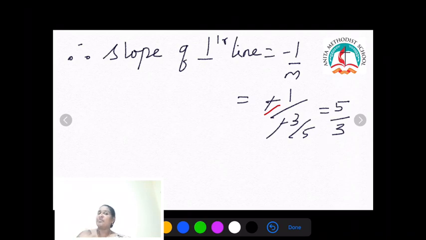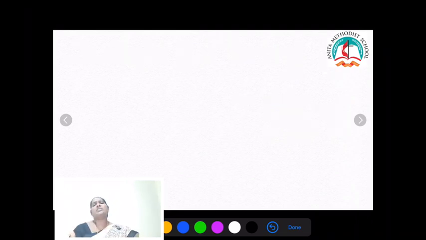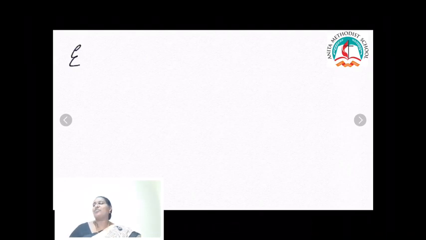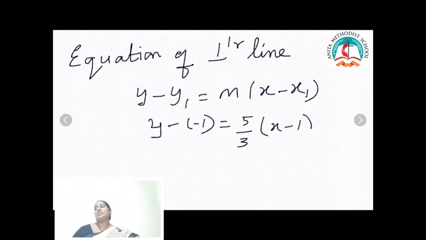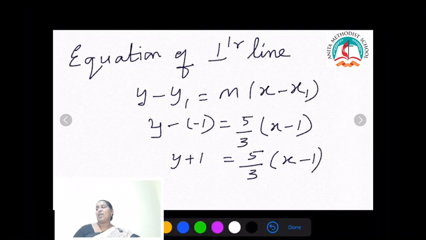Now we know the midpoint and we know the slope. Now how to form an equation? Which formula will you use? One point is given, slope is given. Keshav, which formula? Can you say? Equation of the perpendicular line. We have to form an equation, so y minus y1 is equal to m into x minus x1.